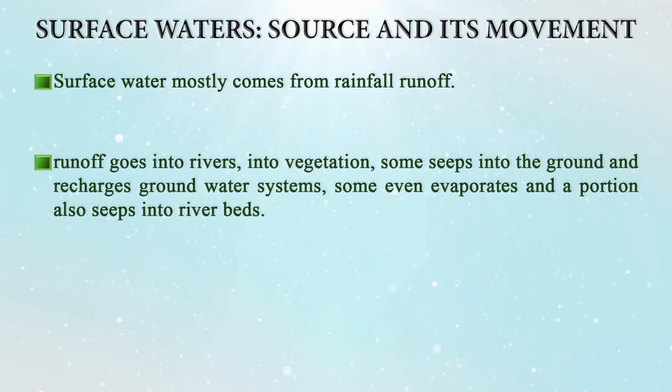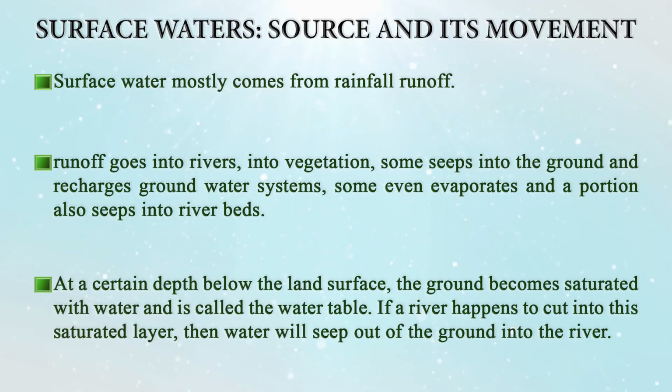Runoff goes into rivers, into vegetation, some seeps into the ground and recharges groundwater systems, and some even evaporates, and a portion of it seeps into the river beds. So at a certain depth below the surface, the ground becomes saturated with water, and that level is called the water table. If a river happens to cut into this saturated layer, the water will seep out of the ground into the river. We will come back to the water table in the next section when we discuss underground water.